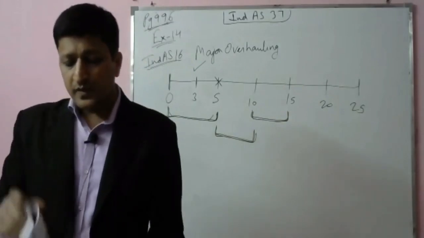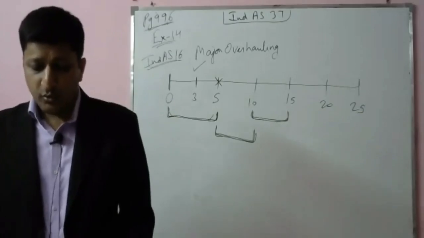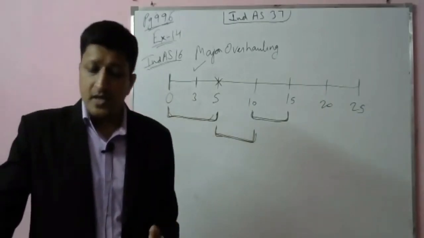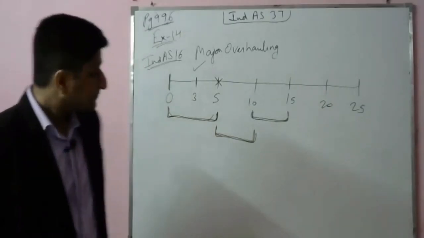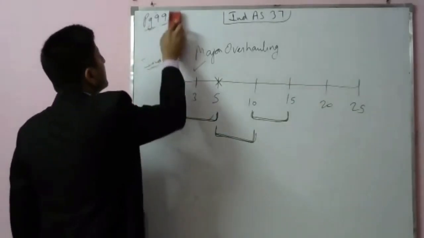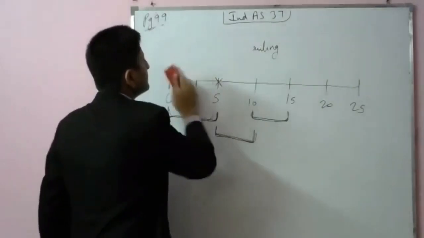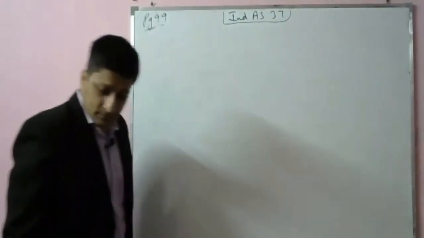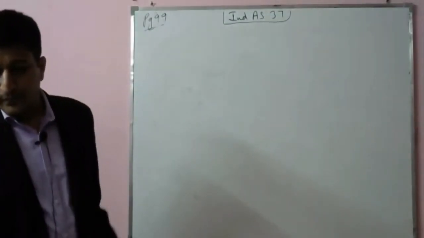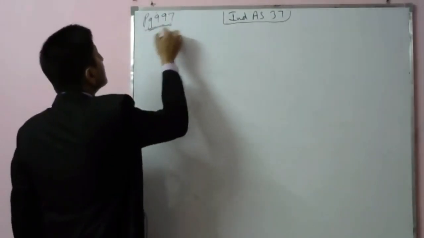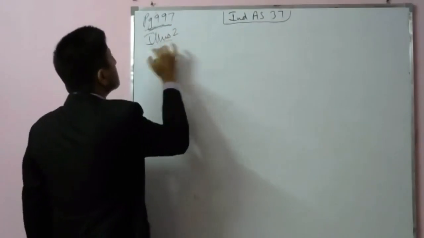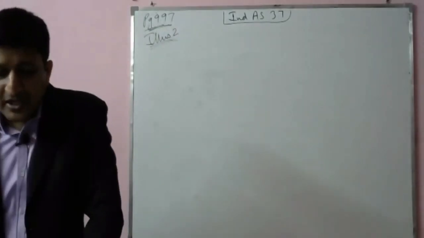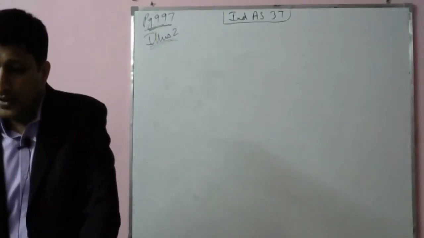So now we can move on to illustration number 2. All of you please pick up illustration number 2 and start solving this on your own quickly. Illustration number 2, page number 9.97. I know you are waiting for a break. So let's do this illustration number 2 and then we'll go for the break.